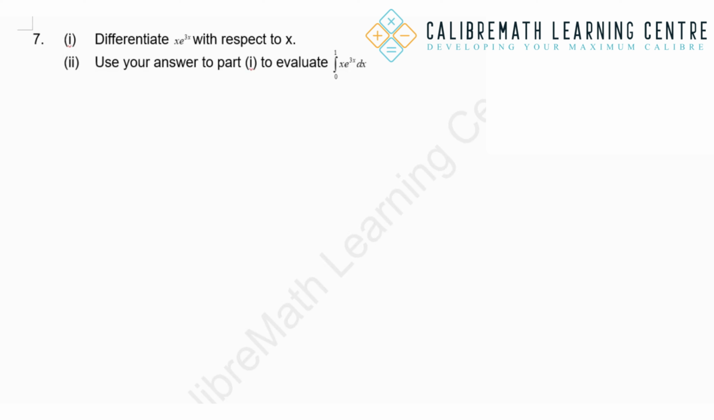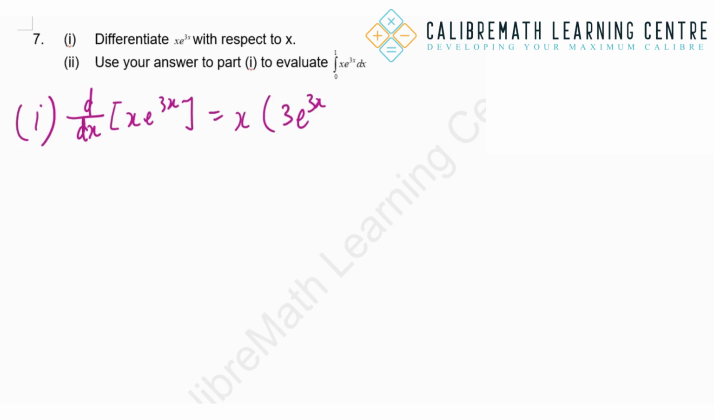Alright, for question number 7, part 1, we need to differentiate this with respect to x. As you can see, this is a product of two algebraic terms, so we'll need to use our product rule to differentiate this. It's similar to question number 6. So I'm going to copy my x and then differentiate my e to the power of 3x, and that gives me this 3 e to the power of 3x. And then after that, I copy my e to the power of 3x and differentiate my x, which gives me 1.